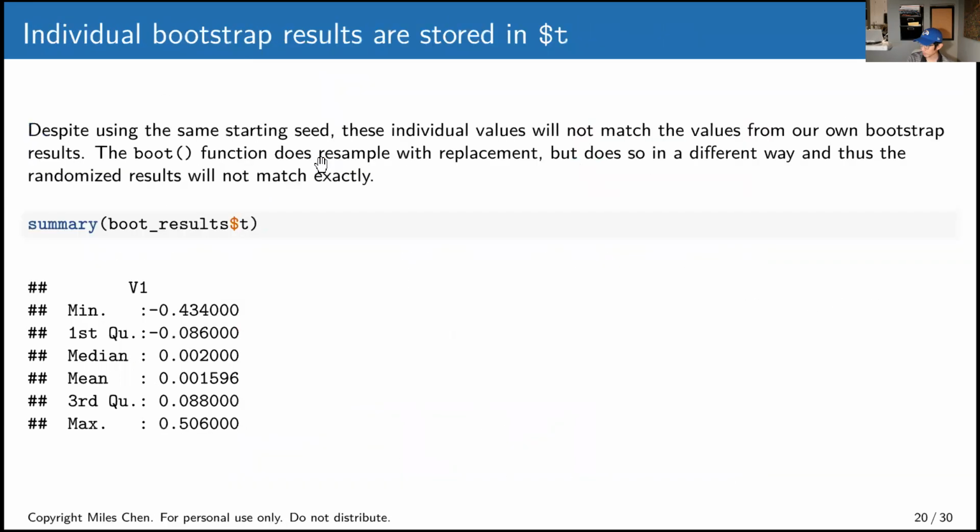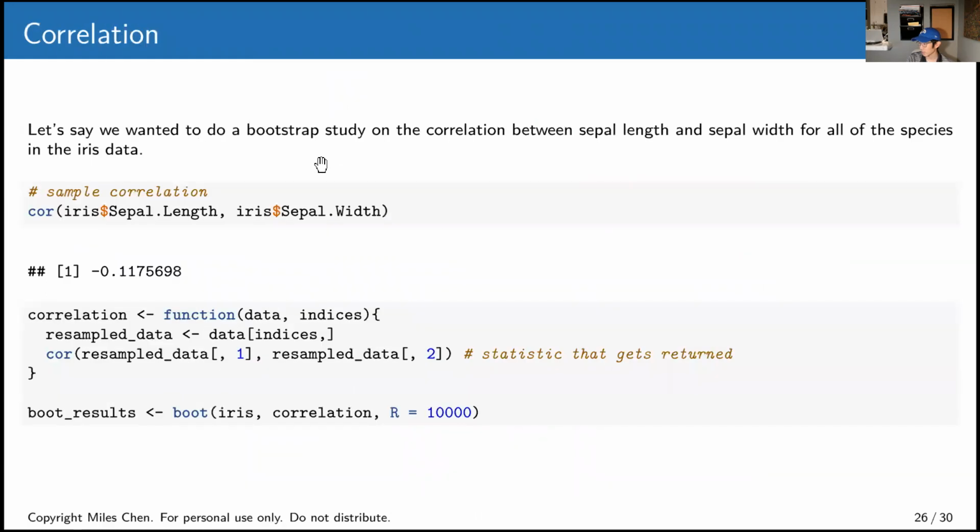Okay, let's take a look at what we can do here. The correlation between length and width, we end up getting negative 0.117. What we have to do is create a function to use with Bootstrap. To use Bootstrap, we need to provide the data set. We're going to look at the full iris data set, 150 values. The correlation function needs to take in 2 arguments, data and indices. The data will be the full iris data set this time, and the indices will be the values 1 through 150, but randomized.